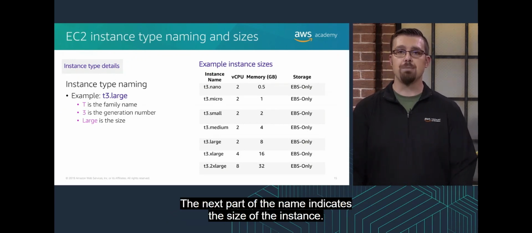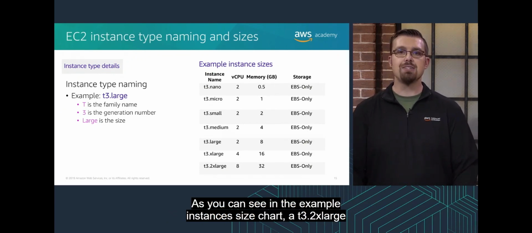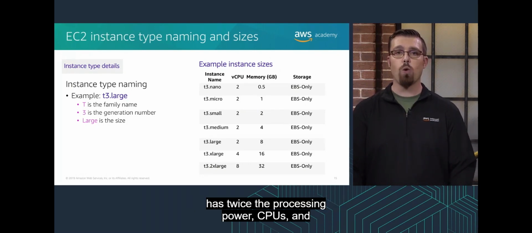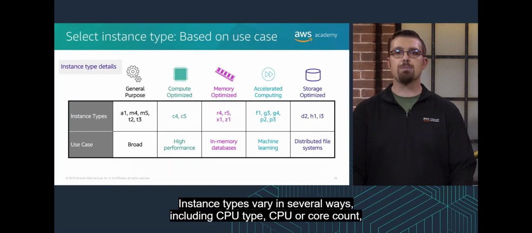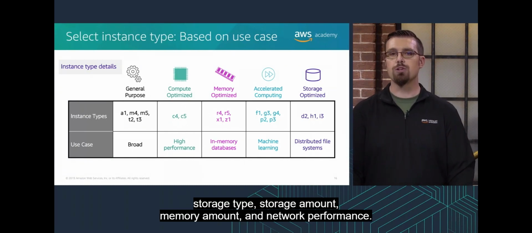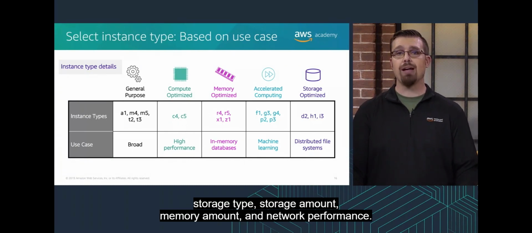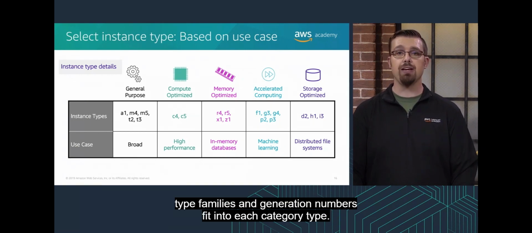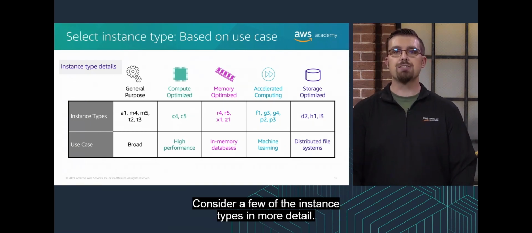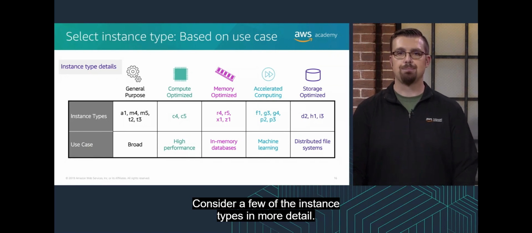The next part of the name indicates the size of the instance. As you can see in the example instance size chart, a T3.2xlarge has twice the processing power, or CPUs, and twice the memory as a T3.xlarge. Instance types vary in several ways, including CPU type, CPU or core count, storage type, storage amount, memory amount, and network performance. The chart here shows the different instance categories and which instance type families and generation numbers fit into each category type. Consider a few of the instance types in more detail.